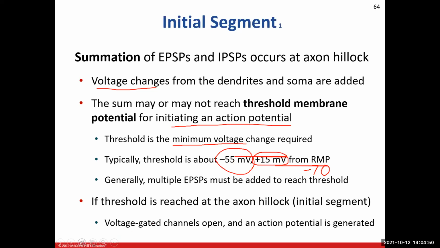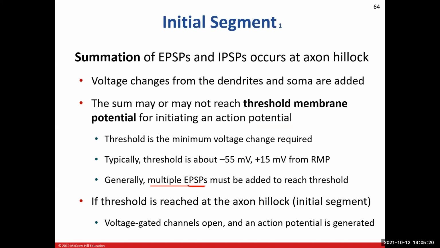We are making our value more positive. Negative 70, negative 55 threshold value. That's a difference of plus 15 millivolts. That's the minimum voltage change that we need. So we have to generate enough EPSPs, because they're excitatory, to reach that value.